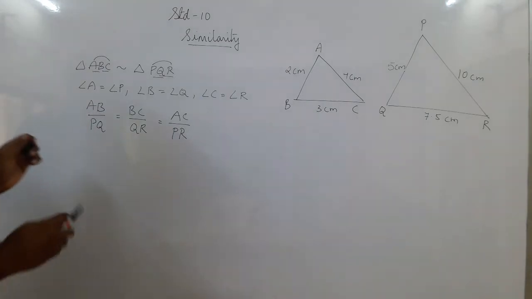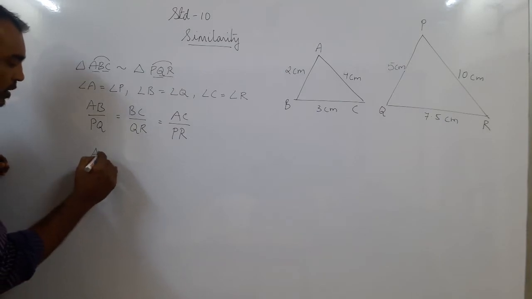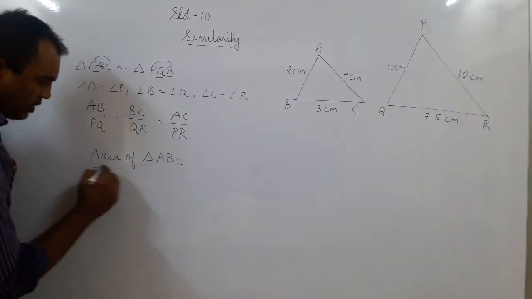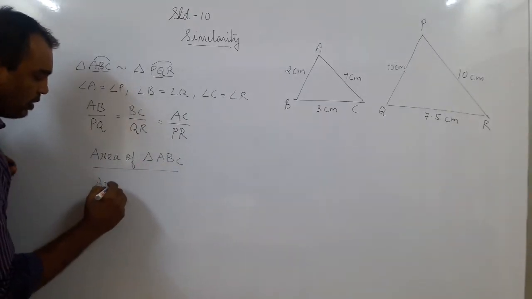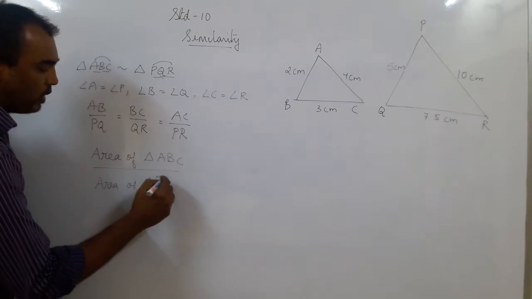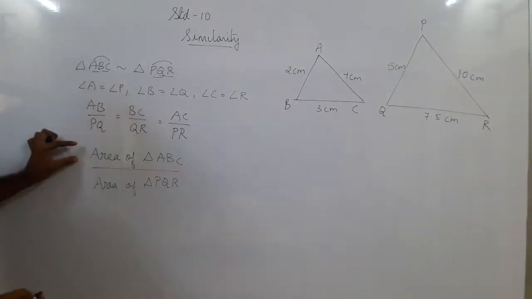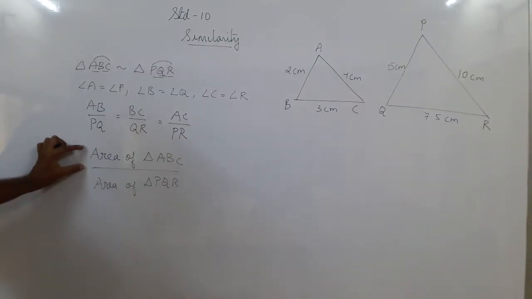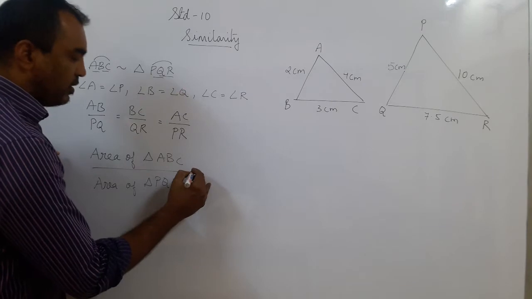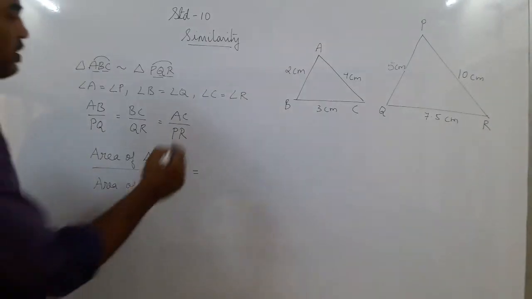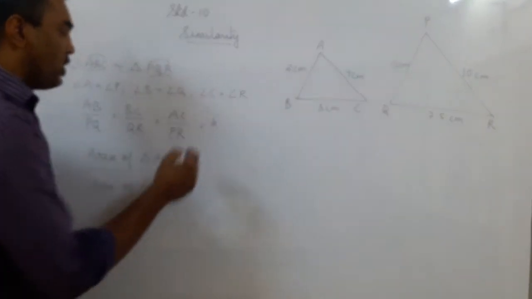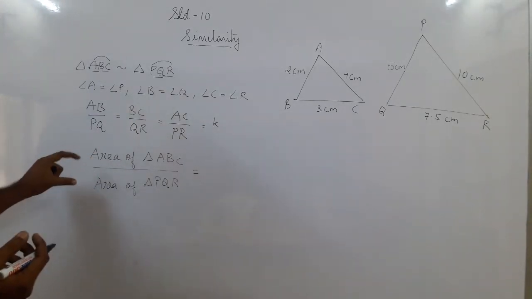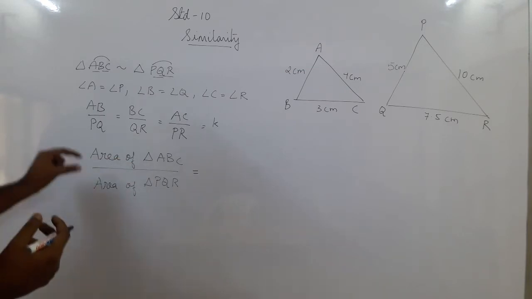We will find the area. So what I want to find? Area of triangle ABC upon area of triangle PQR. I took the ratio of the perimeter of the triangle. Now I am going by the ratio of their area. And I want to see, suppose I take it K. Okay, I can do by that method also, but I am going to change the method now. What I want to do, I have to find out the ratio now of their area.